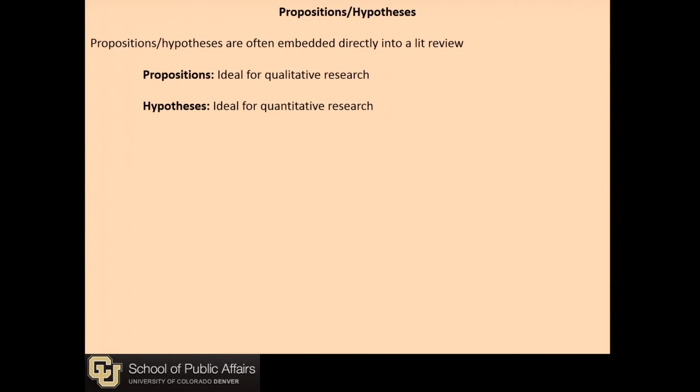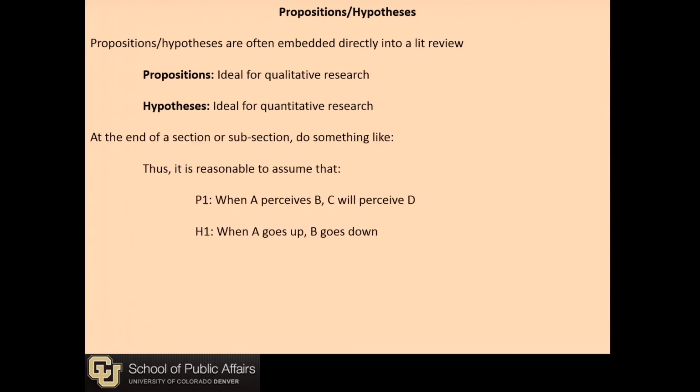And so, just to remind, this is the distinction I like to use. You might hear it a little differently, but this is at least how I was taught: propositions, of course, are ideal for qualitative research, hypotheses for quantitative research. And there's a whole logic about why those terms are used and so forth, but just keep in mind that's how I'm using them. And so at the end of a section or subsection, you can do something like, "Thus it is reasonable to assume that P1, when A precedes B, C will precede D." Or hypothesis, when A goes up, B goes down. You can posit that relationship right there.